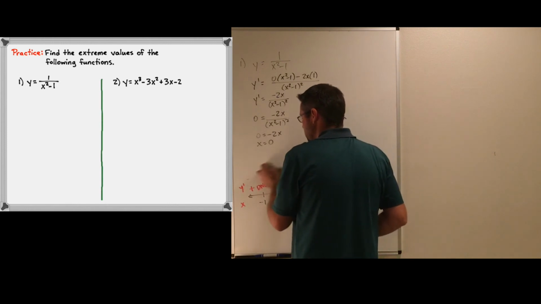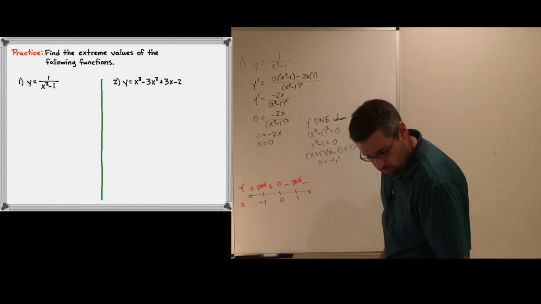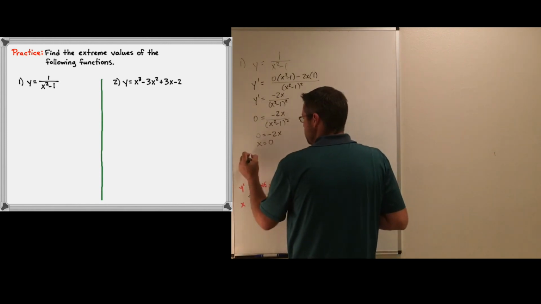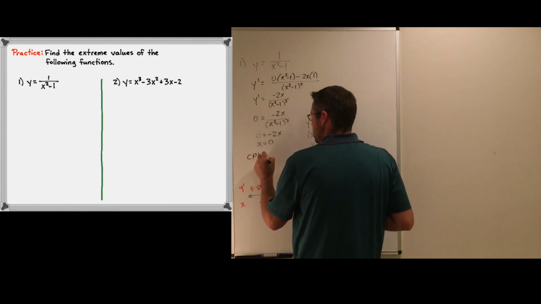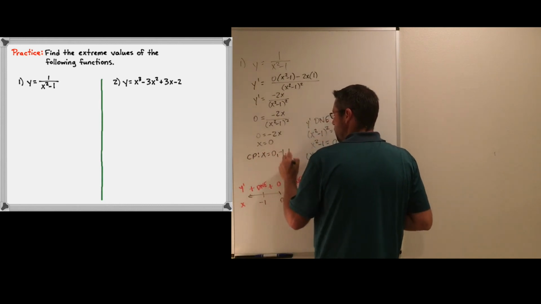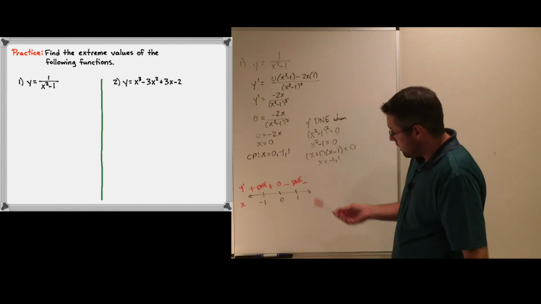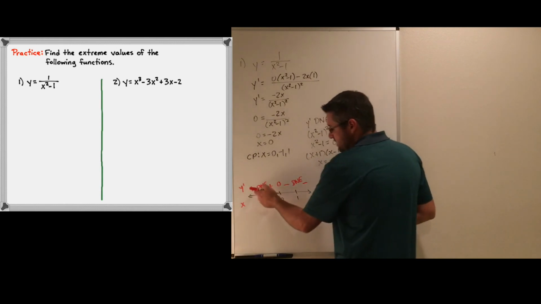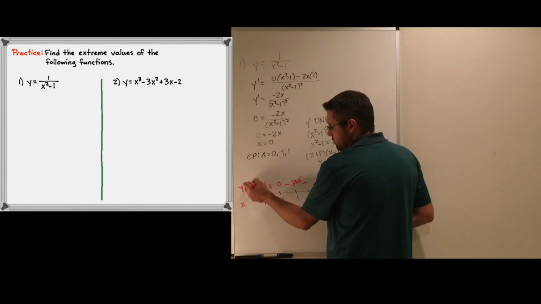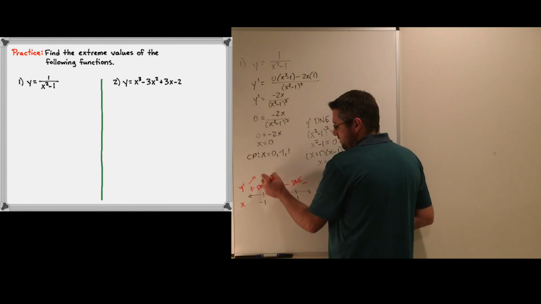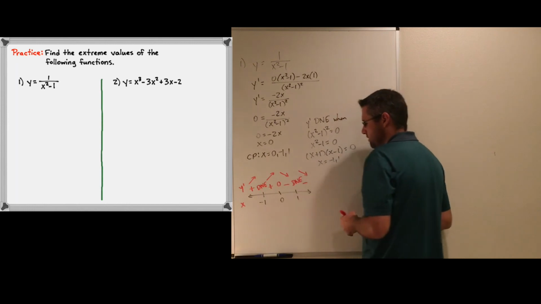Rewrite our critical points a little higher so we can do something with this. Again, our critical points were x equals 0, negative 1, and 1. I always like putting these arrows in. This y prime being positive means that the function is increasing, and y prime negative means the function is decreasing.